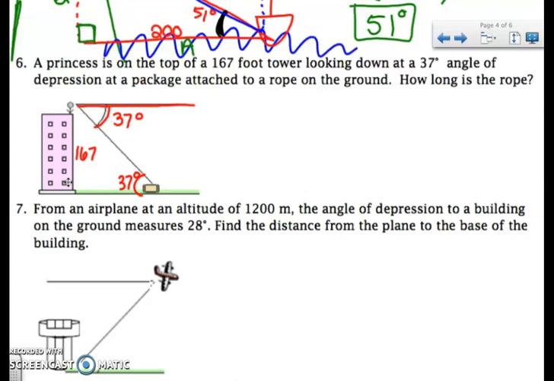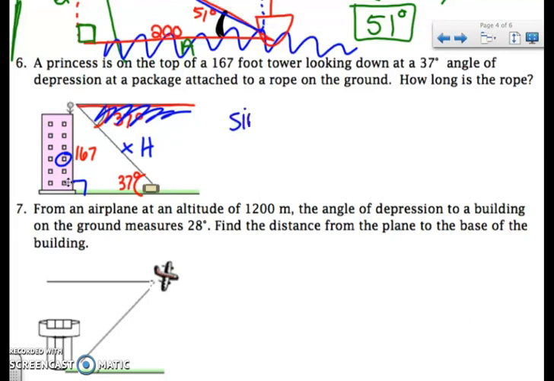How long is the rope? The rope is attached to a package on the ground, so I'm looking for this. She's holding a piece of rope to a package on the ground. Again, I don't like looking at my triangle upside down. I like looking at it right side up. So this is going to be opposite, and this is going to be my hypotenuse, which means I need sine.